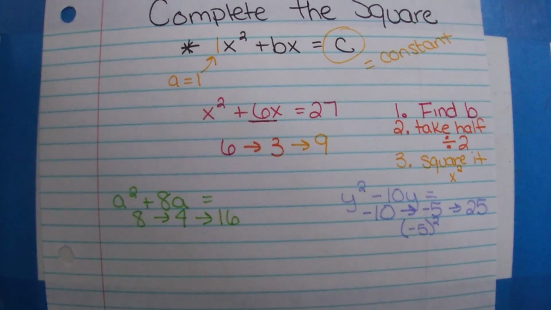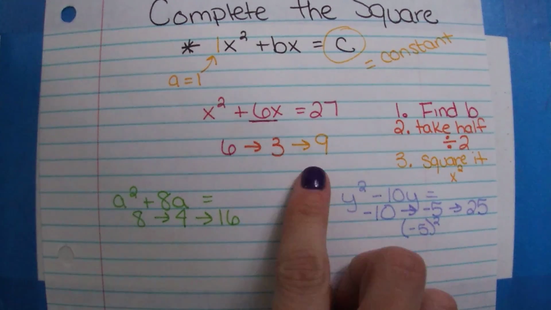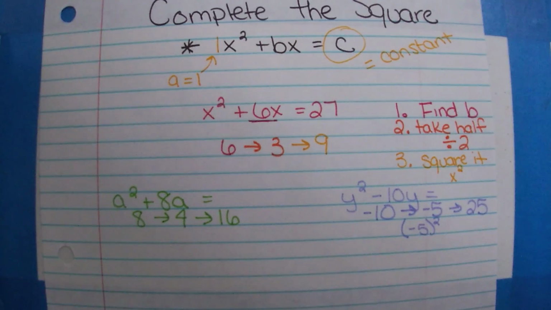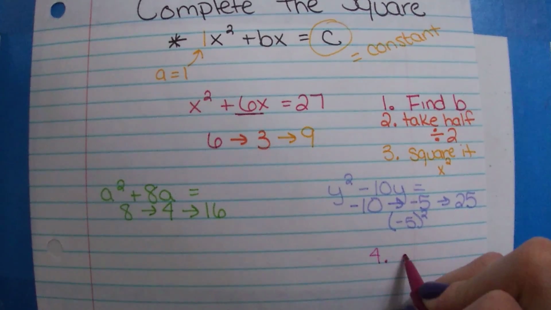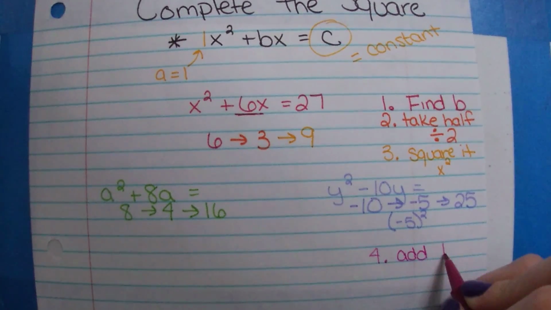Okay, so once we have that 9, that 9 we had up here, our next step, step number 4, is going to be that we want to add it to each side.